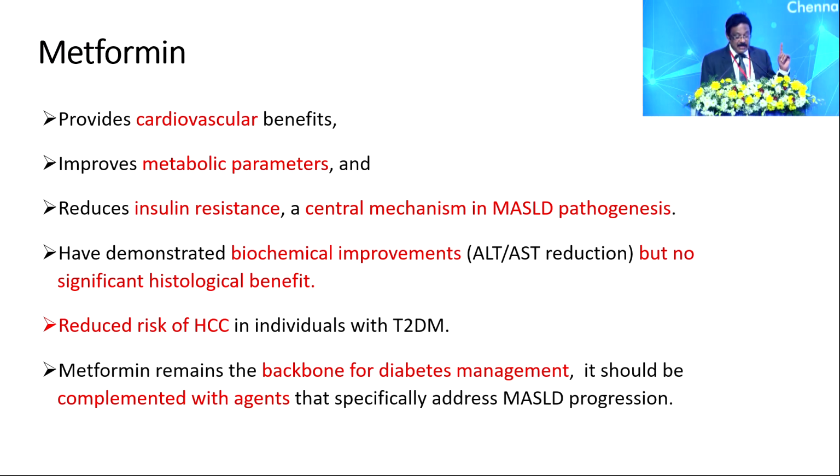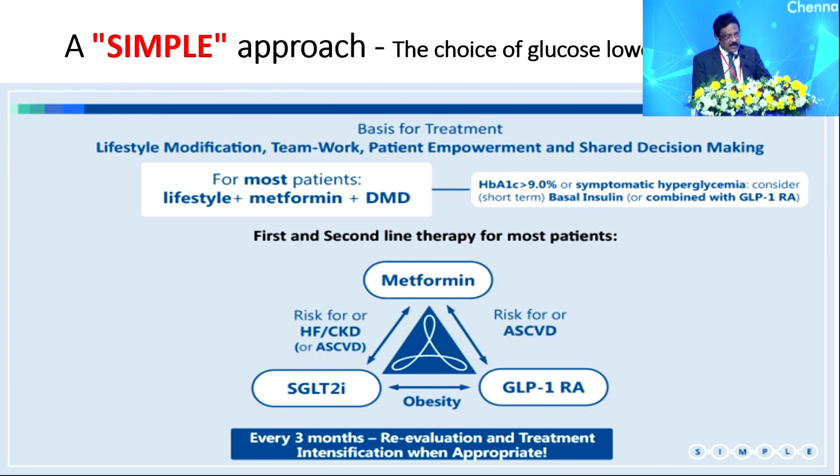And metformin remains the backbone of diabetes management, and it should be complemented with agents that specifically address MASLD progression. Of course, this is one of the simple approaches to the choice of medication, how you are going to choose. You can see that most patients get lifestyle modification, metformin and the disease modifying drugs, or diabetes modifying drugs, we can say. So what we can do as first and second line of therapy for most patients, next to metformin, what are you going to choose? If the patient has a risk of heart failure and CKD or ASCVD, probably a metformin and SGLT2 combination can be preferred.